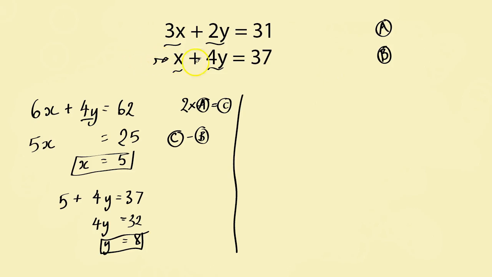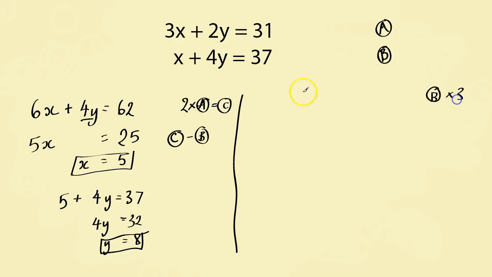You might have started by looking at the equations and going, well, I could make a match on my x's. I could multiply B by 3, and that would give me a match on my x's. So we'll do it that way as well.